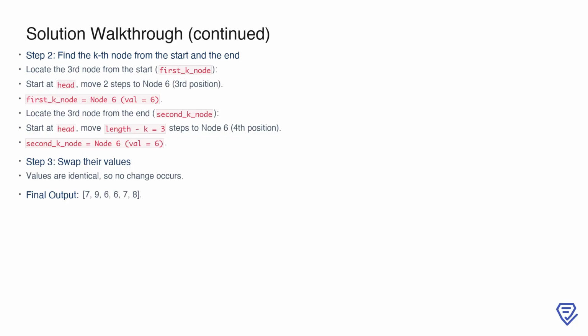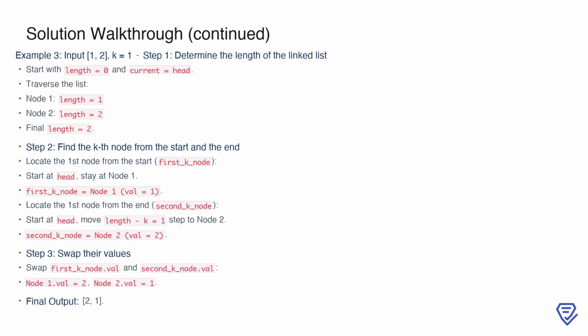In step 3, we attempt to swap the values of first_k_node and second_k_node. However, since both nodes have the same value of 6, the swap does not result in any change. The final output remains 7, 9, 6, 6, 7, 8.